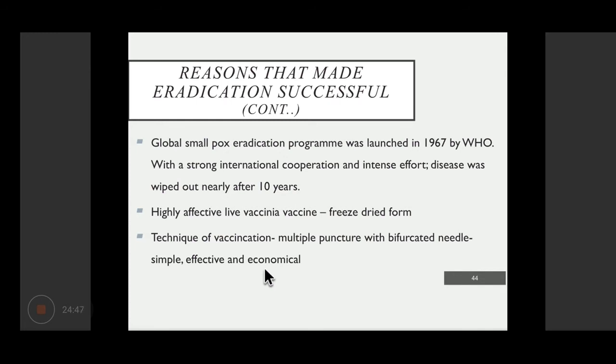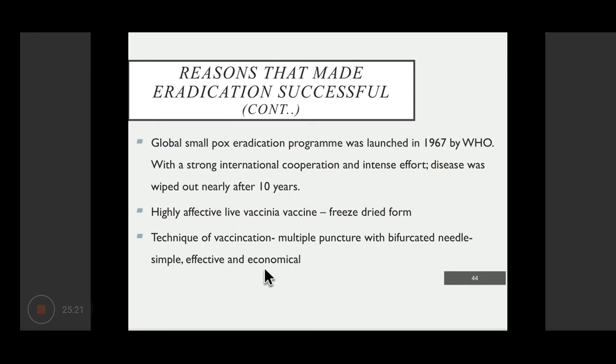Other important factors that played a role in eradication were that the vaccine was highly effective, and it was Vaccinia virus that was used. This vaccine was different from the one Edward Jenner had devised. This vaccine was live Vaccinia virus in freeze-dried form, that means lyophilized form, which could be stored at normal temperature. It didn't require any special storage conditions.